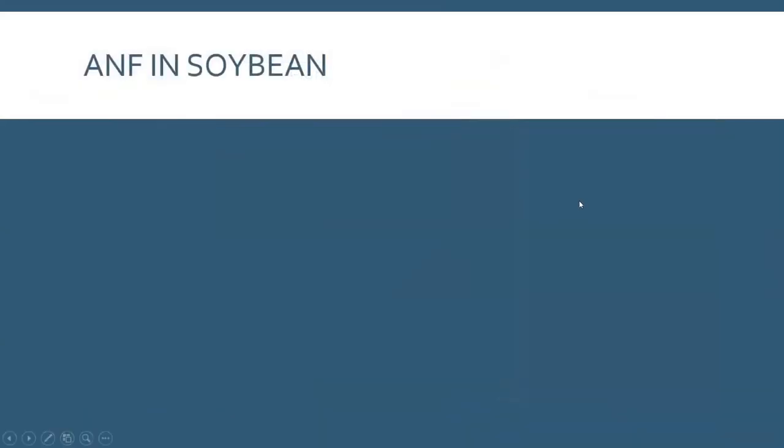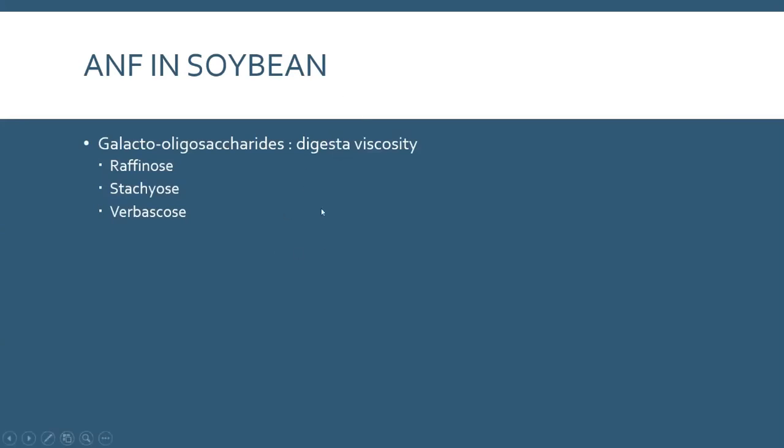So how about soybeans? Soybeans have a lot of anti-nutritional factors, and of course we are using high levels of soybean in the diet, as it is still the cheapest amino acid source for our birds, for our animals. But soybean contains high levels of galacto-oligosaccharides, identified as raffinose, stachyose, verbascose. These galacto-oligosaccharides attract water and cause digestive viscosity.